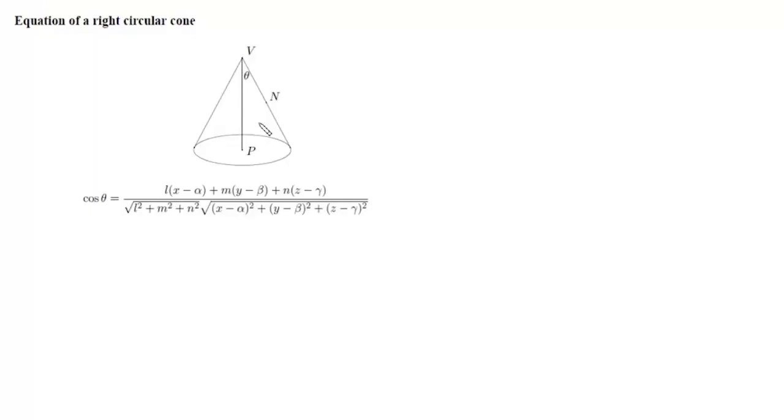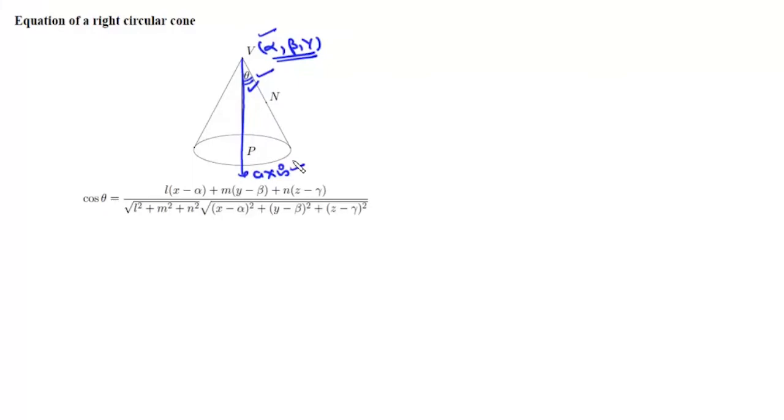Now we'll come to a right circular cone. Basically, a right circular cone is a surface generated by a straight line passing through a fixed point, which is the vertex, say alpha, beta and gamma, making a constant angle theta with a fixed straight line passing through a given point. We call this fixed straight line the axis of the cone. So we'll be given the vertex alpha, beta, gamma, the half angle theta, and this fixed straight line, which is the axis of the cone.